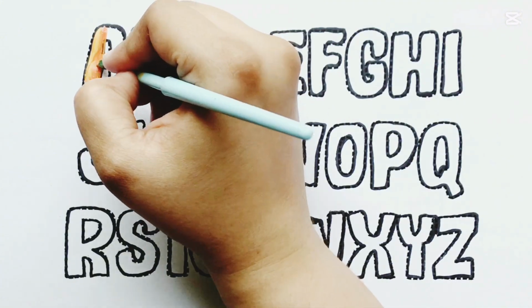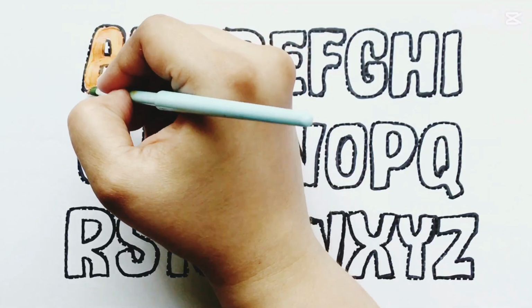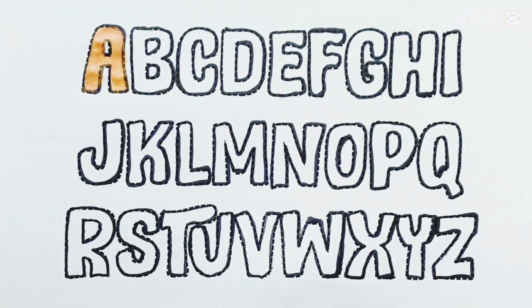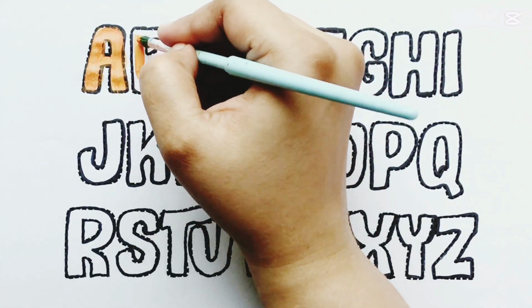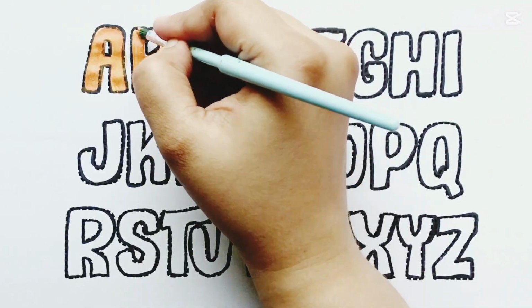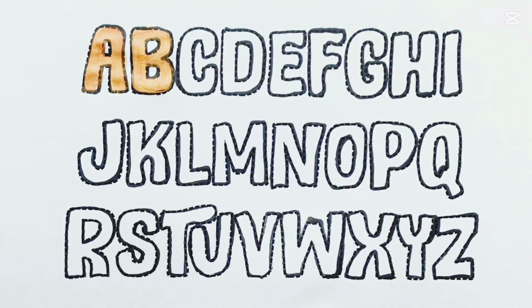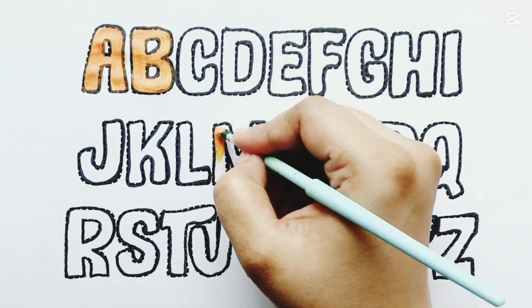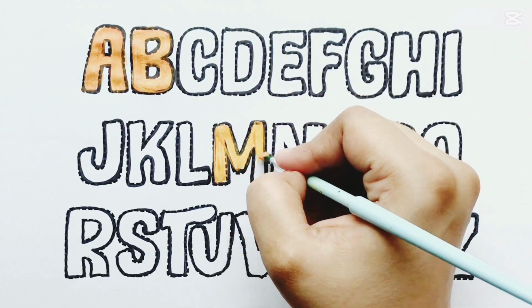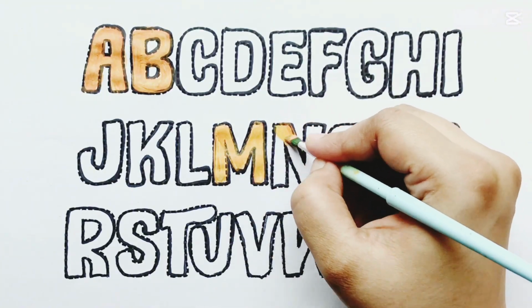Orange color. A for aeroplane. B for banana. M for monkey. N for nest.